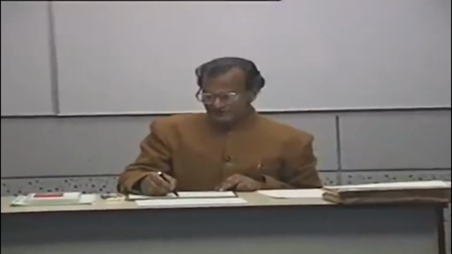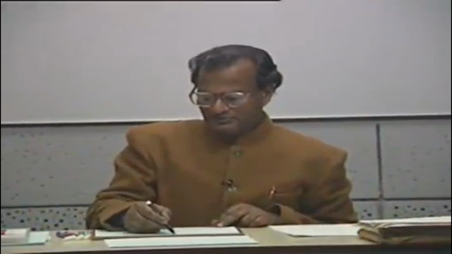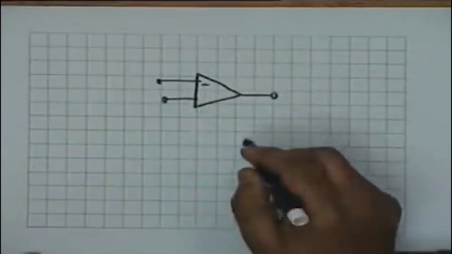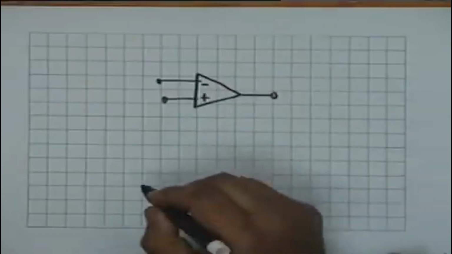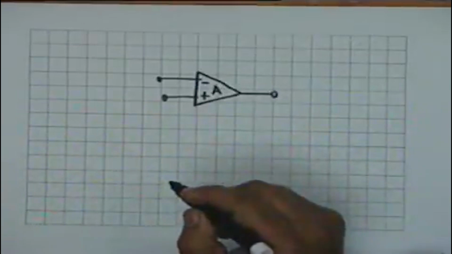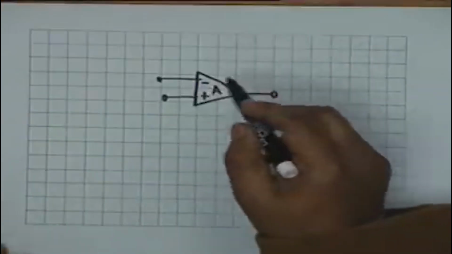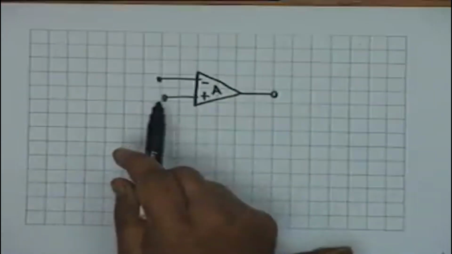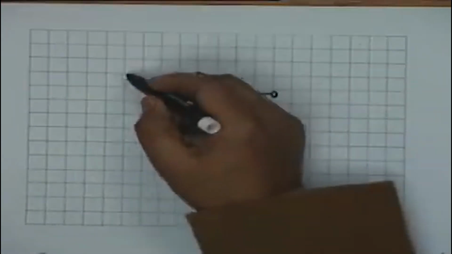As you recall, on the last occasion we had introduced the model of an operational amplifier as having two inputs and one output. The two inputs are marked with negative and positive signs. The gain capital A is written inside the triangle. The first is the inverting input, the second is the non-inverting input, and this is the output.